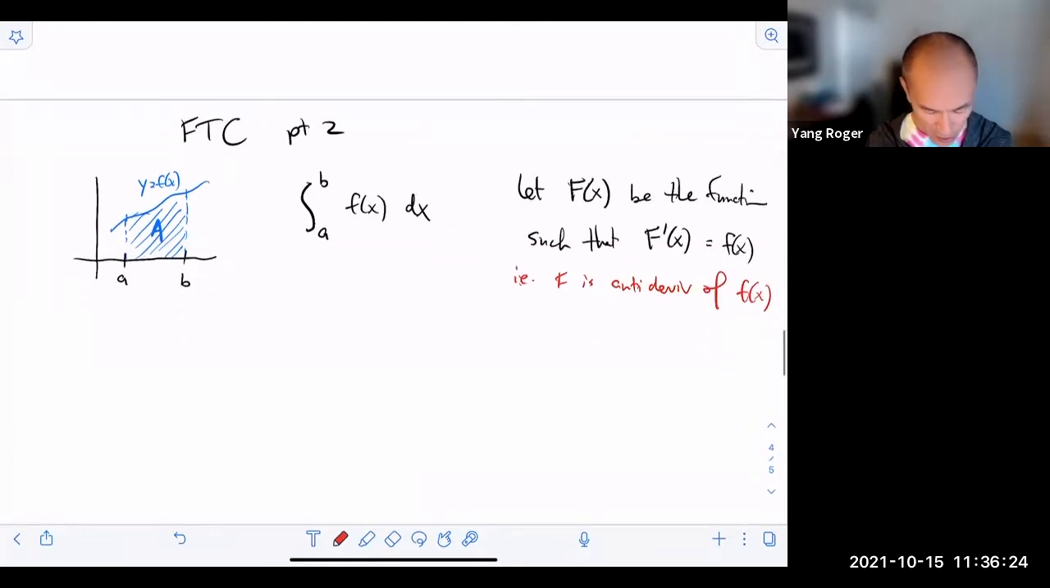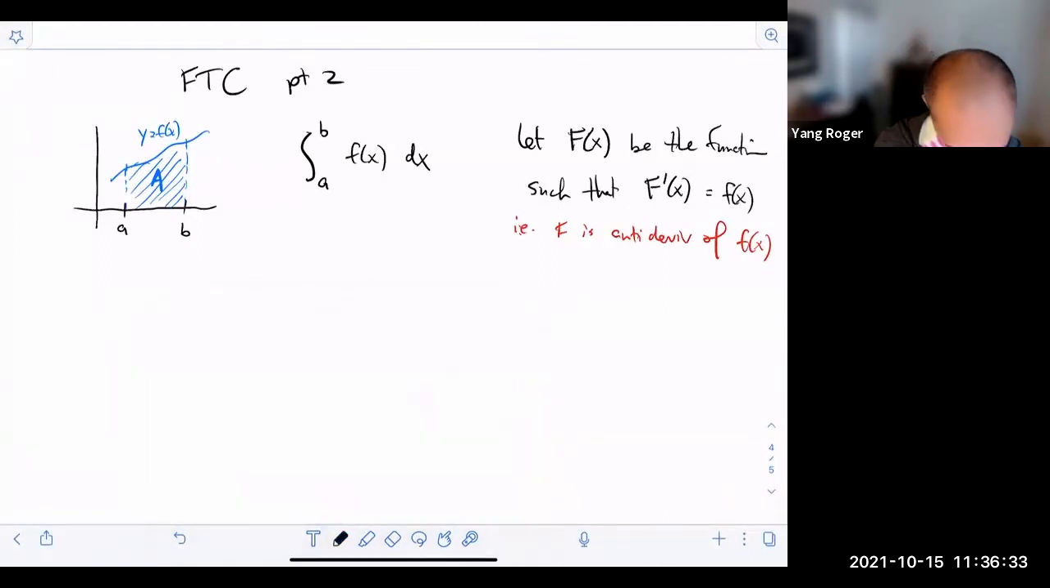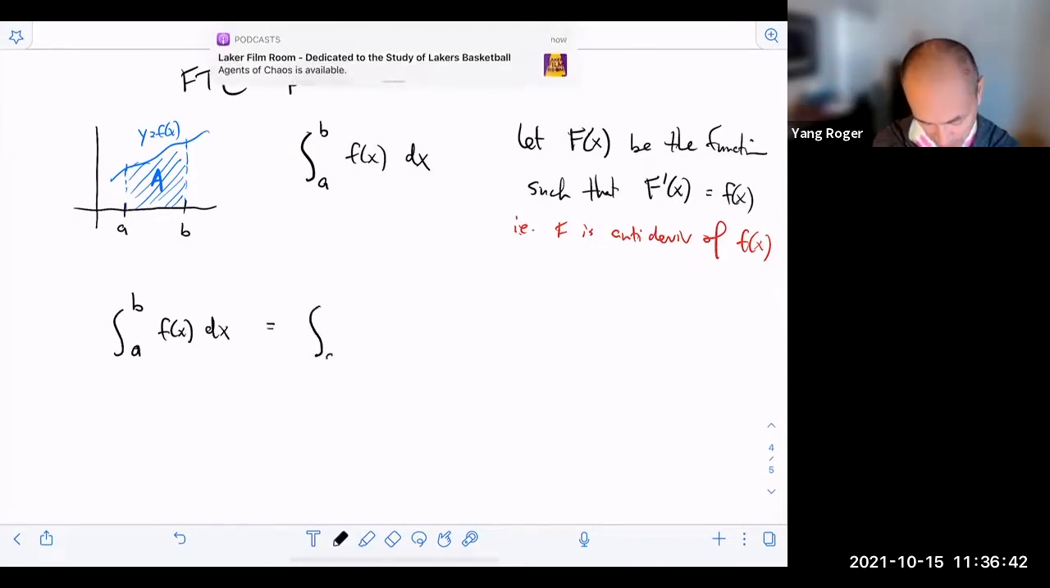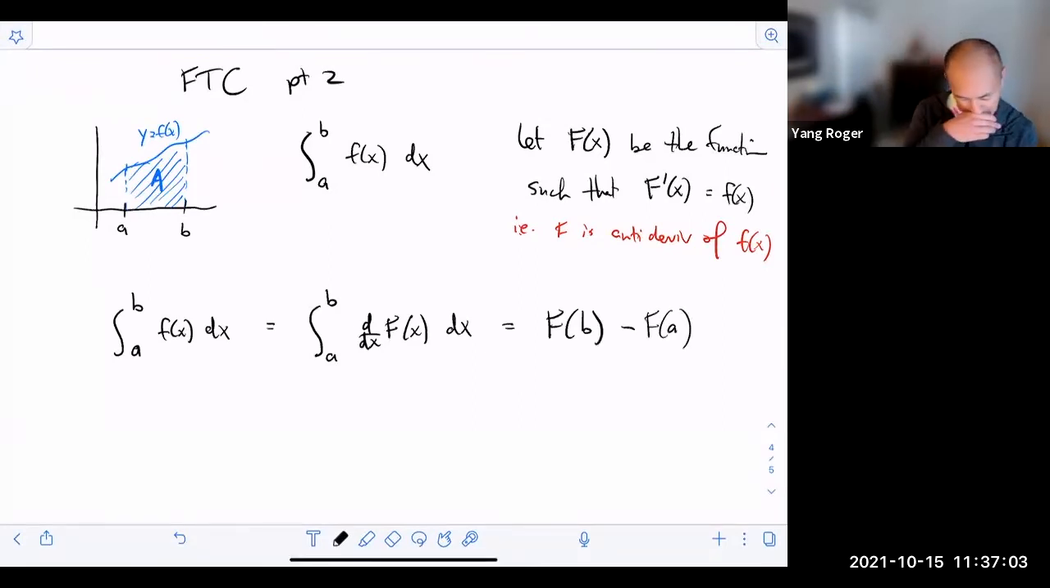Okay. So here's what the fundamental theorem of calculus part 2 tells us. It says, if you want to find the integral from a to b of lowercase f of x dx, another way of saying that is, if you want to find the integral from a to b of the derivative of capital F of x dx, this is equal to just capital F of b minus capital F of a. This is what the fundamental theorem of calculus part 2 tells us.